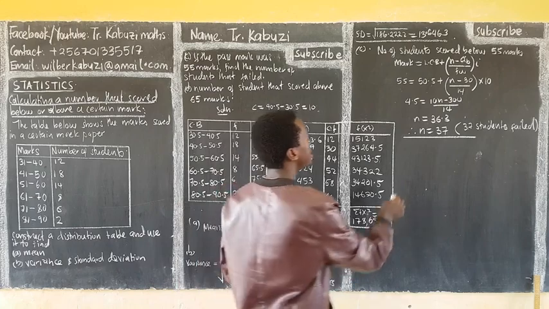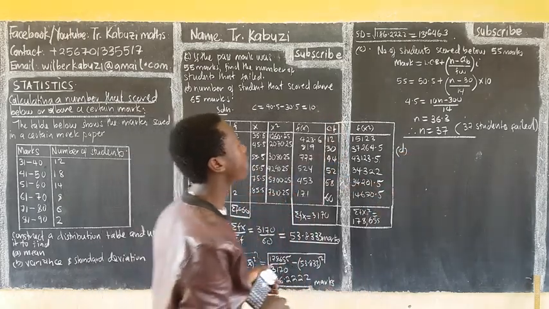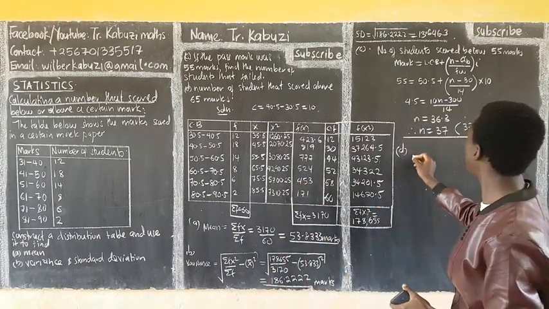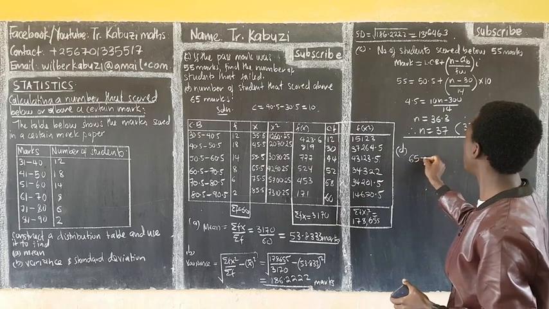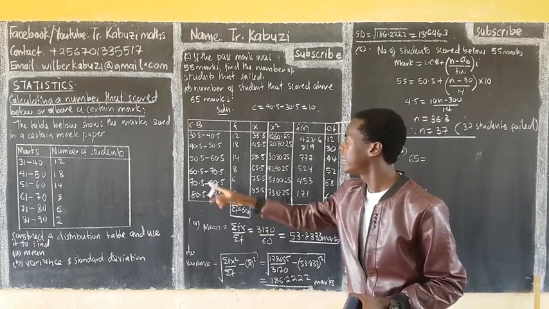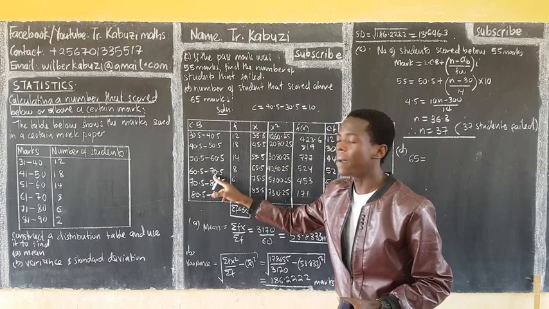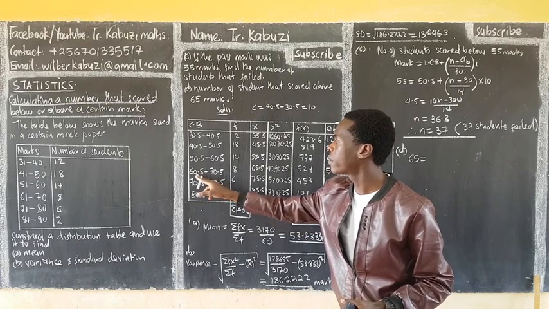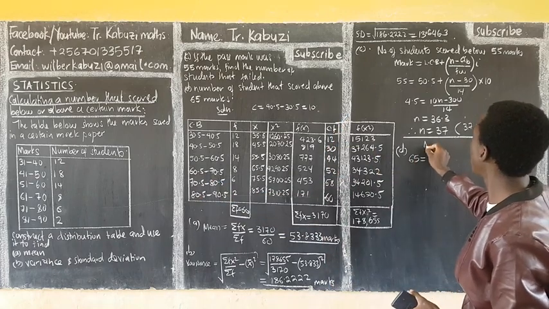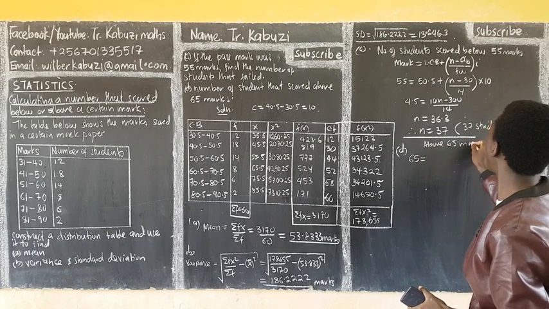Now, for part D, the students who scored above 65. So our mark here is 65. So we shall substitute 65 there. Now, 65 is in which range? It's in this one. The lower class boundary is 60.5. So here we are above 65 marks.